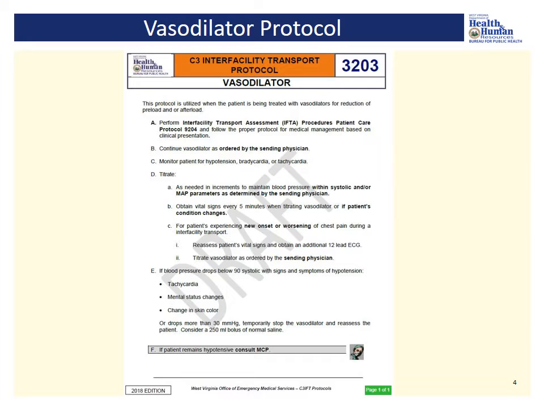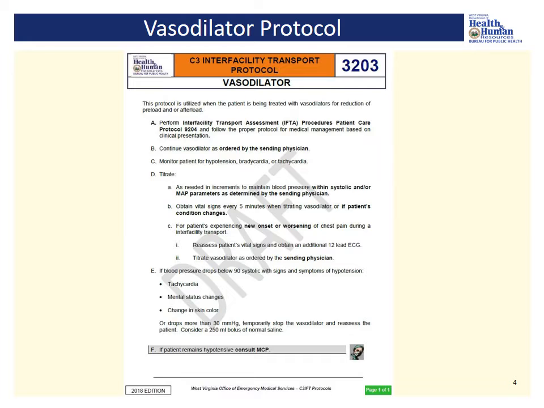F. For patients experiencing new onset or worsening of chest pain during an interfacility transport, reassess the patient's vital signs and obtain an additional 12-lead ECG. Titrate the vasodilator as ordered by the sending physician.